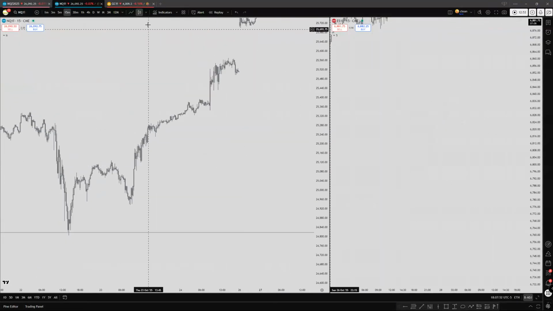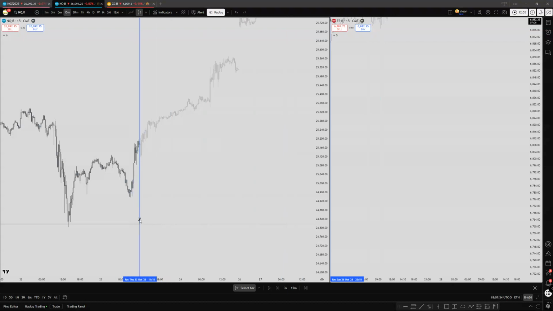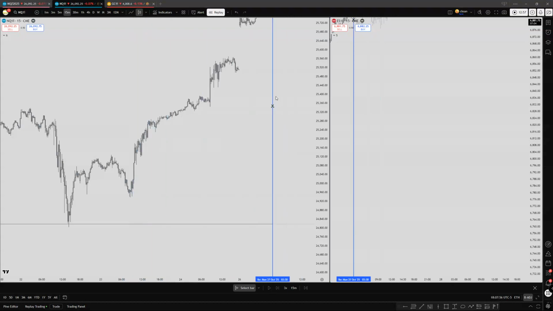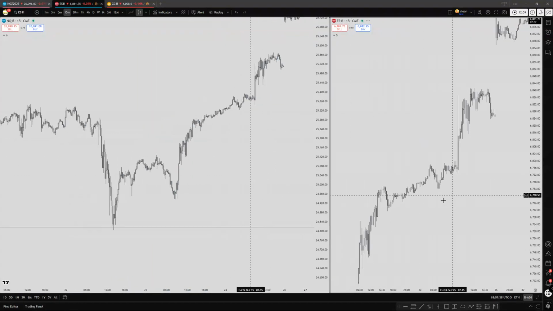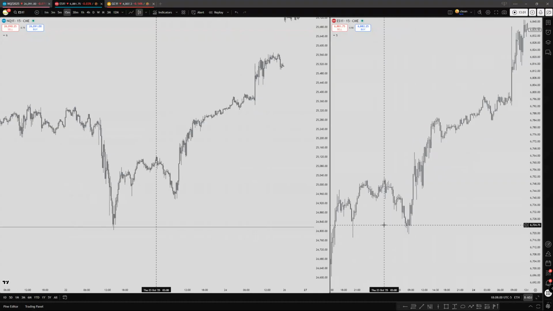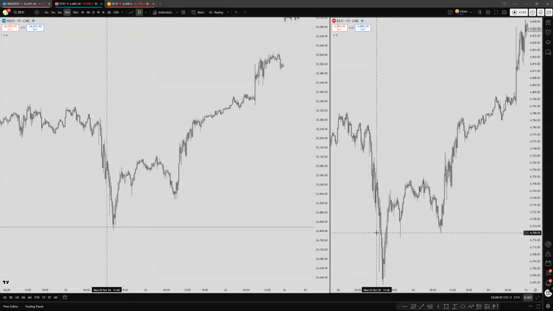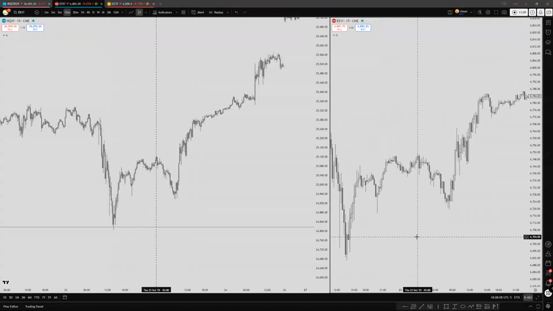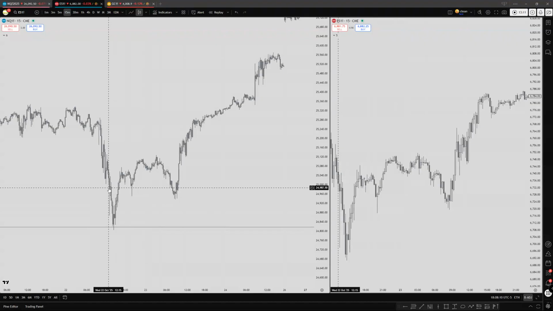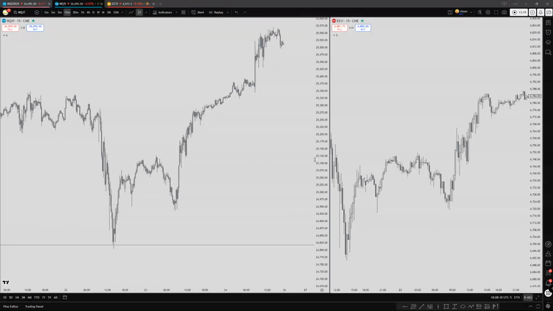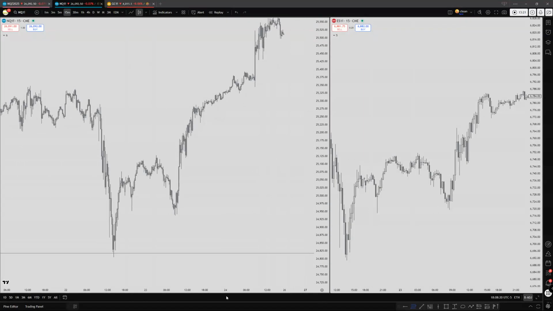I'm going to replay this. Actually, just move the mouse. Trying to see if we had an SMT here for us to mark. No SMT, but we can still use a projection here.